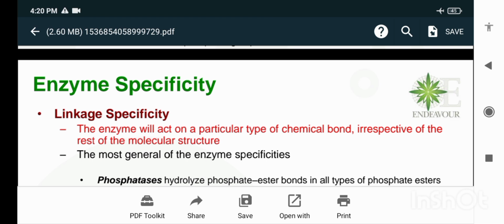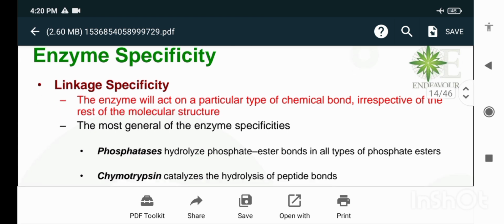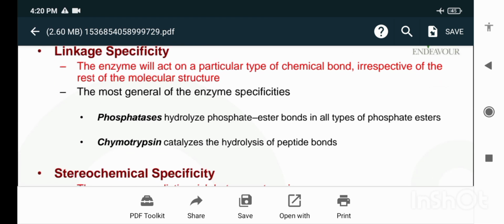Enzyme specificity. Linkage specificity: the enzyme will act on a particular type of chemical bond irrespective of the rest of the molecular structure. This is the most general of the enzyme specificities. Phosphatases hydrolyze phosphate ester bonds in all types of phosphate esters. Chymotrypsin catalyzes the hydrolysis of peptide bonds.